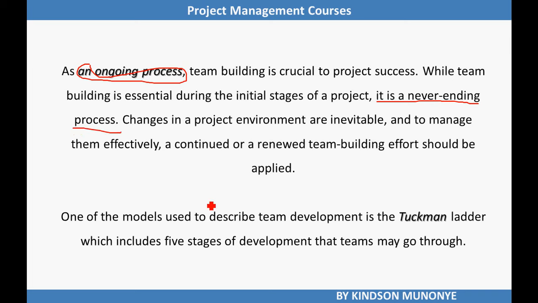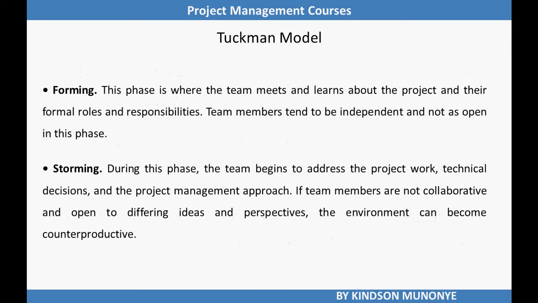Another important thing is that there are models used to define team development. The one considered in the PMBOK Guide is the Tuckman Ladder. The Tuckman Ladder includes 5 stages of team development. The first stage is forming. In forming, the team members meet and learn about the project and their formal roles and responsibilities. In this stage, the team members tend to be independent since they are just coming together to learn about themselves.